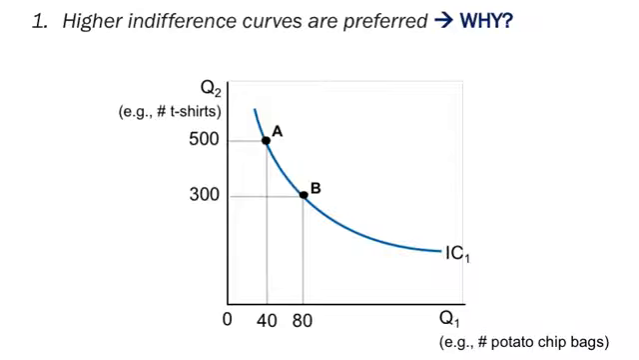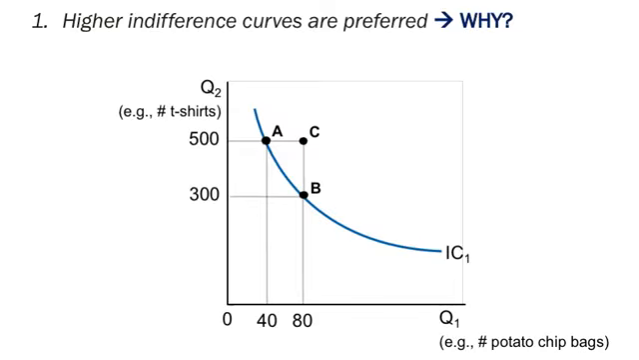Now consider coordinate C. Coordinate C is not on the indifference curve. That means that people are not indifferent between A and C. Similarly, they're not indifferent between C and B. Note, however, that because A and B are on the same indifference curve, a person is indifferent between getting bundle A and getting bundle B.